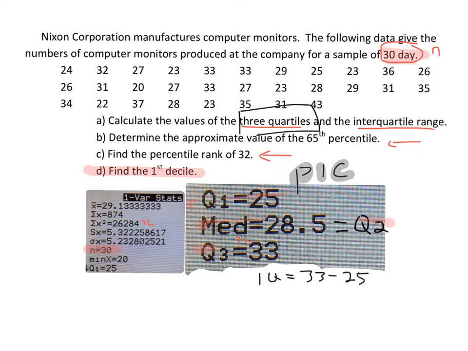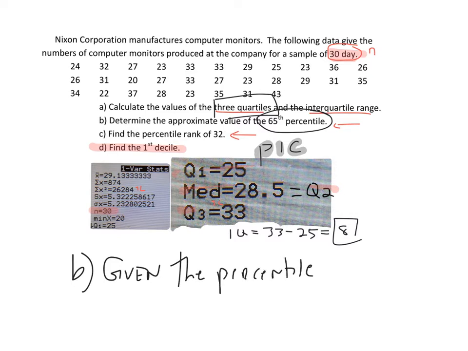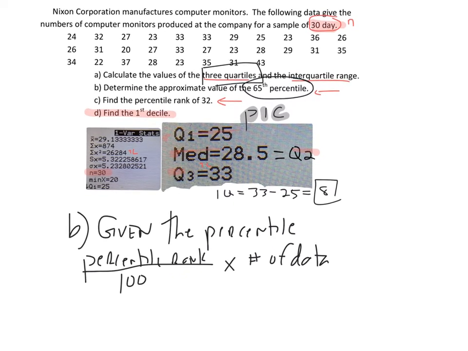Now what we need to do is find the approximate value of the 65th percentile. So when you're given a percentile, you're going to use a formula. You're going to take the percentile rank, divide it by 100, and then multiply it by the number of data. So you take your percentile rank divided by 100 and then multiply it by the number of data.